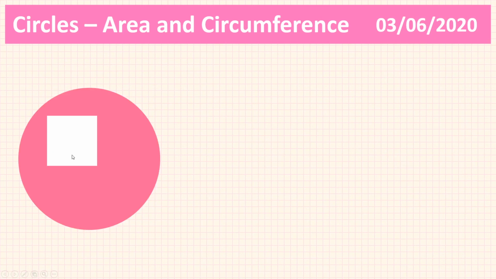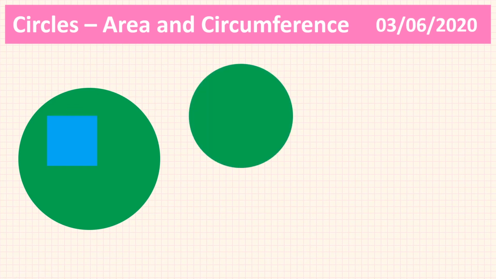And lastly, this shape here where we have a circle with a bit missing, well, that's made up of a circle and then this square, and you end up with the circle minus the square. So hopefully that's been helpful and you've been able to understand area and circumference of circles a bit better.